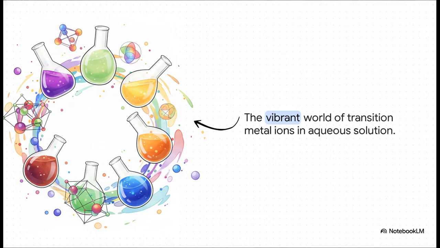Just look at these colors. This is not some kind of trick. These are actual solutions with different transition metal ions. From the lovely purple of vanadium to that deep, rich blue of copper, their colors are just iconic. And guess what? There's a very precise electronic reason for all this beauty.